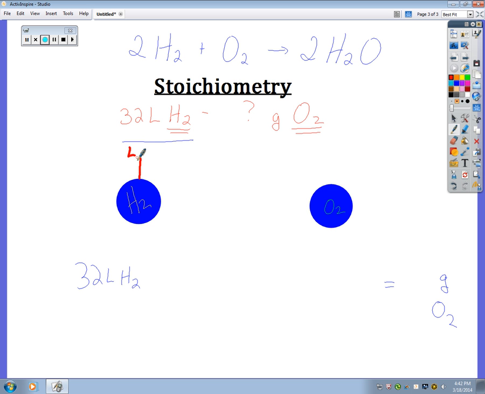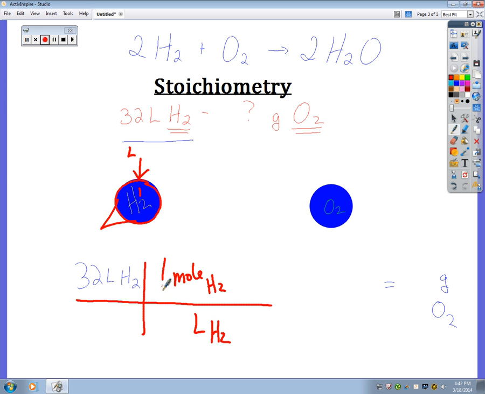So I'm starting on liters, and I'm going to go down to moles. So my first step is to change liters to moles. So let's do that. I do not want liters of hydrogen. I do want moles of hydrogen. I'm in a mole hole, and there's one big old mole here. That's right, 1 mole here.